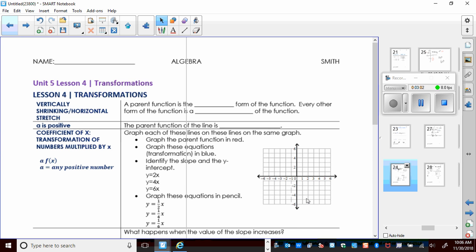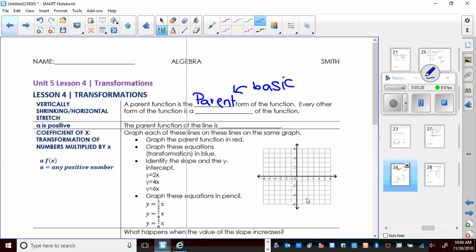So we call every function, every straight line has a parent function. Every linear equation has a parent function. A parent function is the basic form of a function.